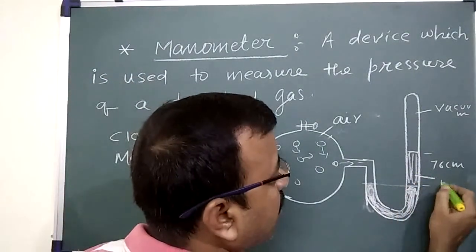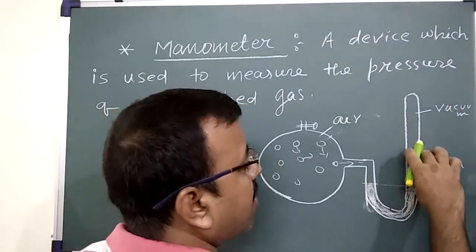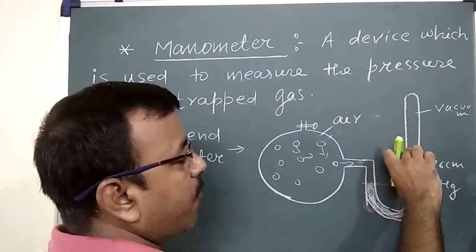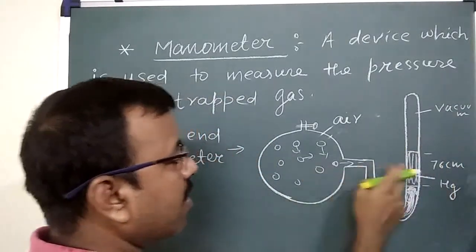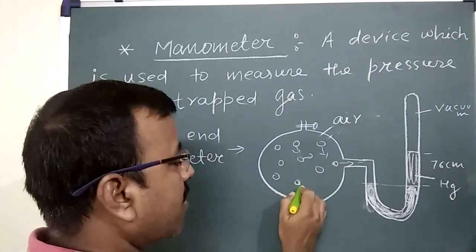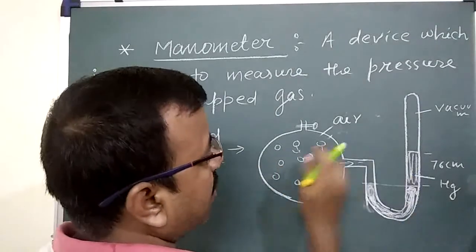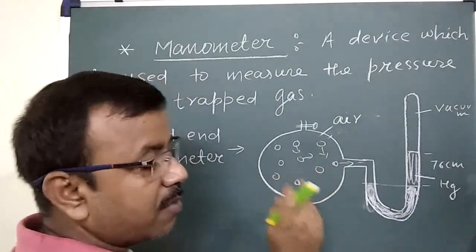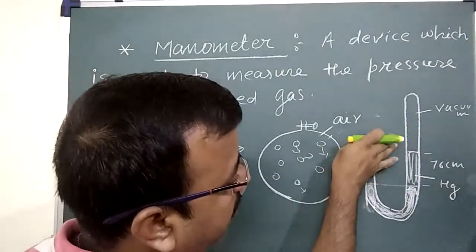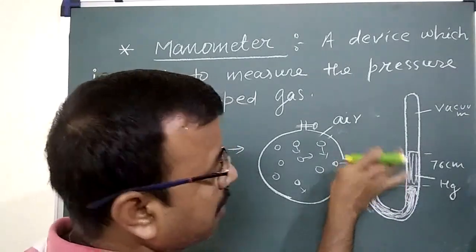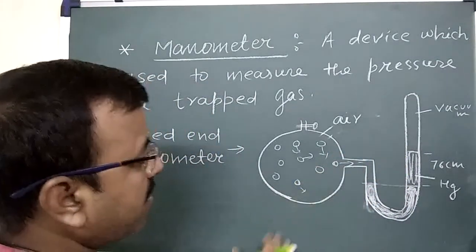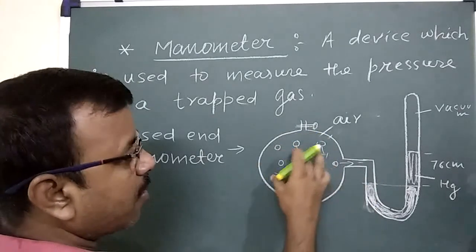So this is mercury, Hg. This height will be there, and if we measure the height, this will equal the pressure of the gas inside. Here normal air is there, it will exert a pressure which is balanced by a height of 76 centimeter of mercury. So with the help of this, we can measure the pressure of the gas.